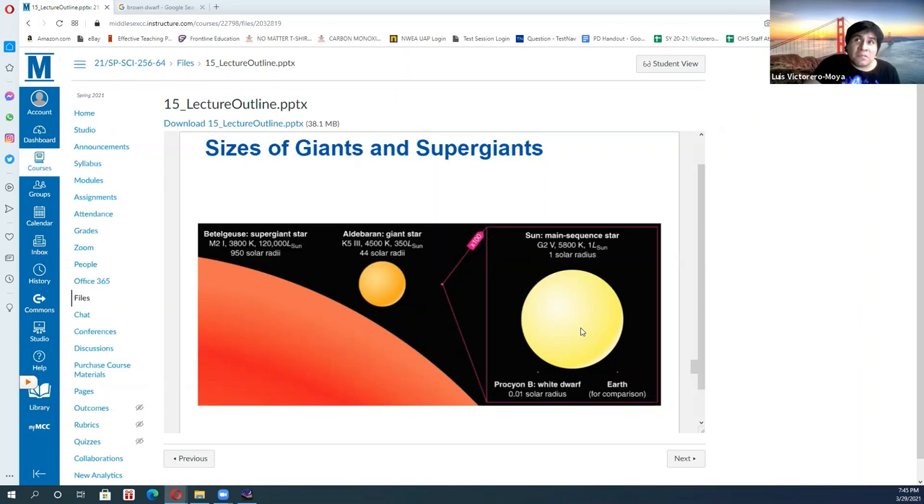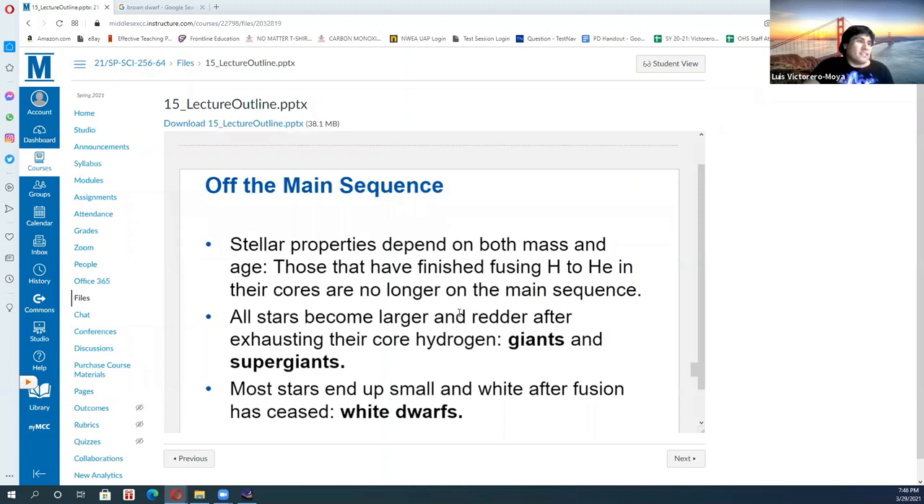All right. Size matters, right? So that's why in that H-R diagram, radii are very important. So the properties are luminosity, temperature, mass, radius, size. So there is a whole process I've been explaining. If you finish fusing hydrogen to helium, the cores can no longer maintain the main sequence. They become larger and redder. And then they start becoming giants and supergiants.